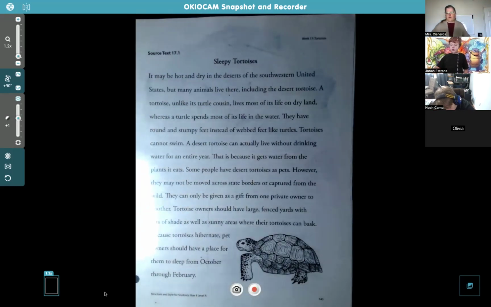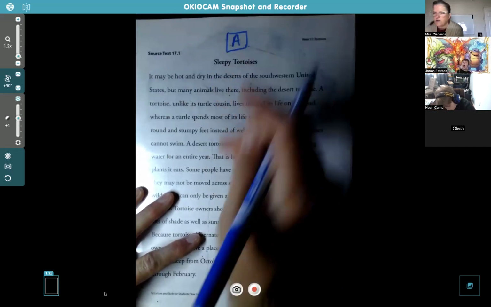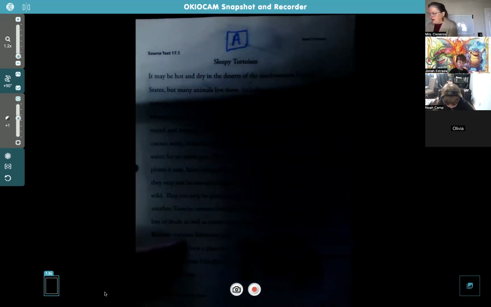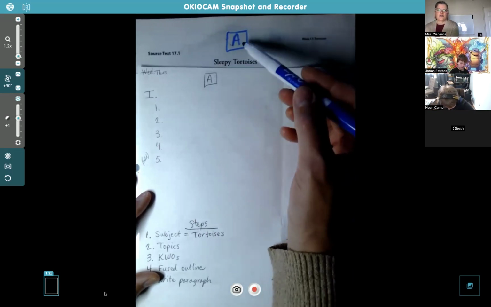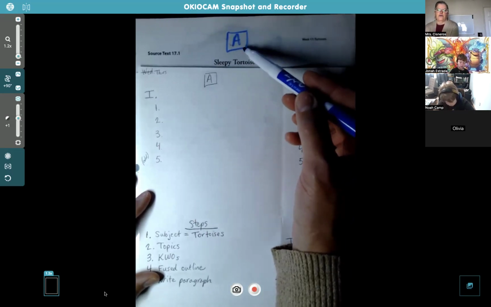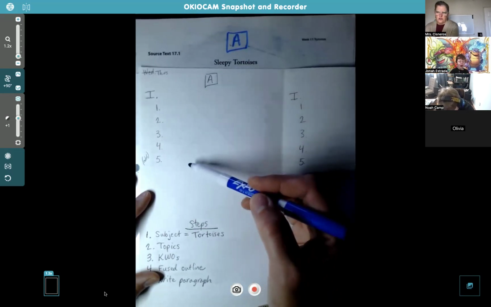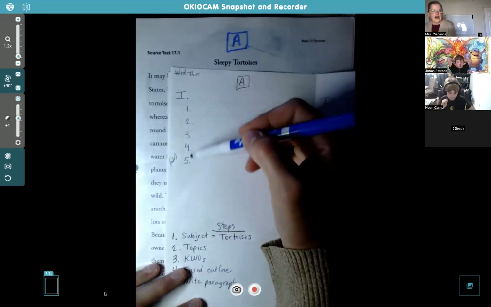Now, the first thing we want to do is at the very top of this page, I want you to put an A like this with a box around it. So go ahead and write that in at the top of your page there, because I want you to notice that A is going to match this A. See how they're going to be the same, right? So all the information we get from this article A is going to go here under A.